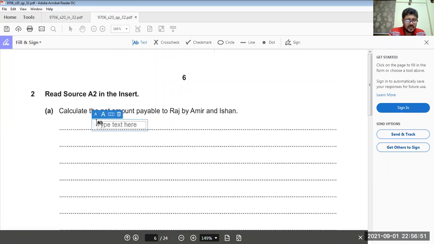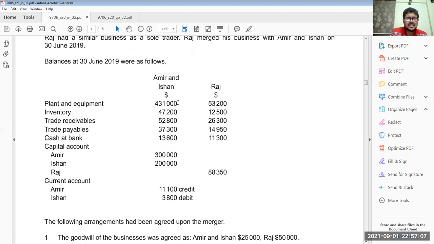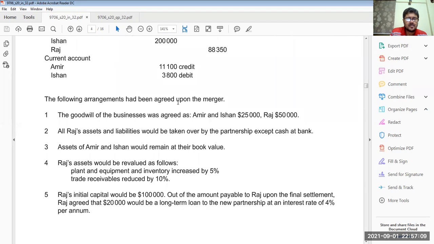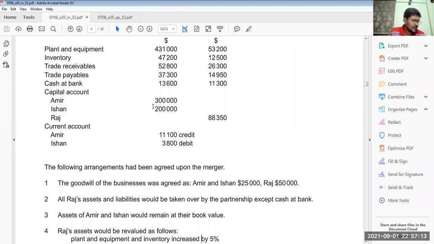Goodwill is 50,000. Now, what else does Raj have? Raj has plant and equipment of 50,000, but it's going to be increased by 5%. So, how much would it be? 53,200 multiplied by 105% would be 55,860.